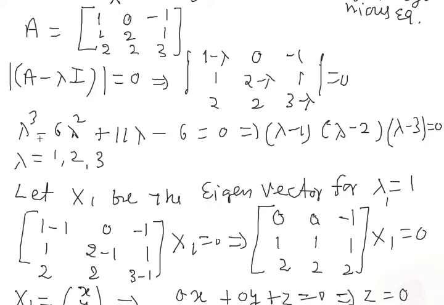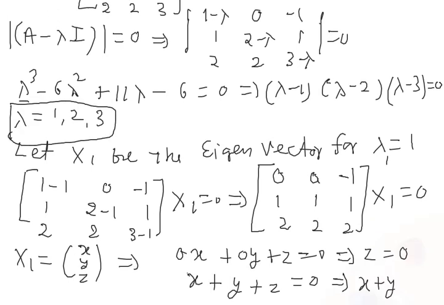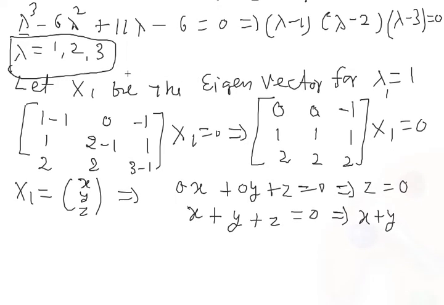After simplification, we get lambda cubed minus 6 lambda squared plus 11 lambda minus 6 equal to 0. This is a 3-degree polynomial, so we can write it in the form of linear factors: (lambda minus 1)(lambda minus 2)(lambda minus 3). On solving this equation, the eigenvalues are lambda equal to 1, 2, 3. Now the next task is to find the eigenvector of the matrix corresponding to a particular eigenvalue.